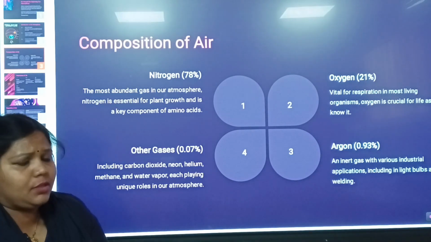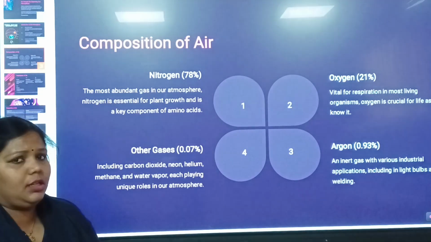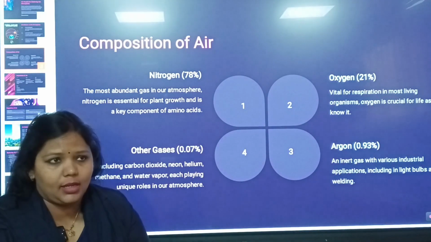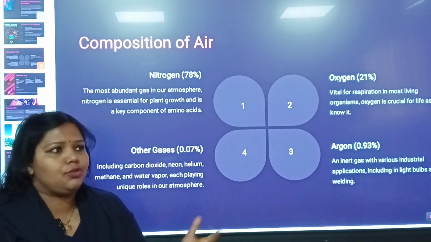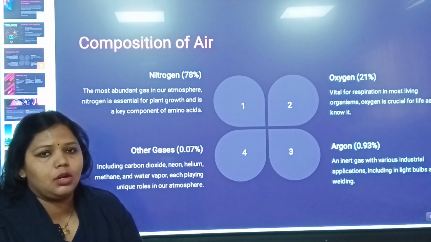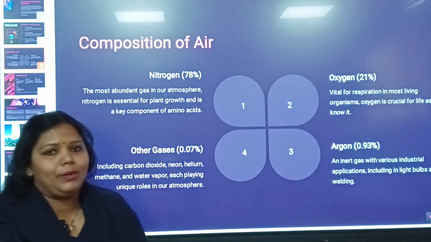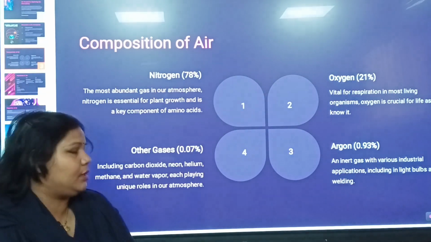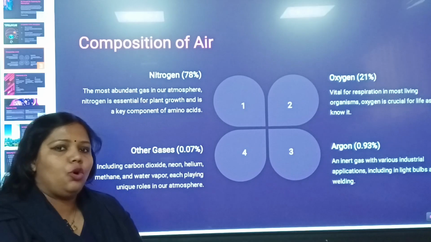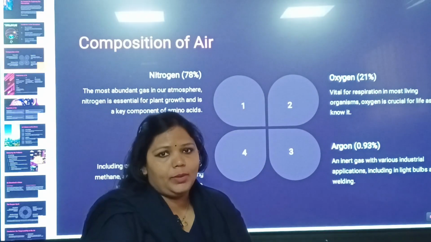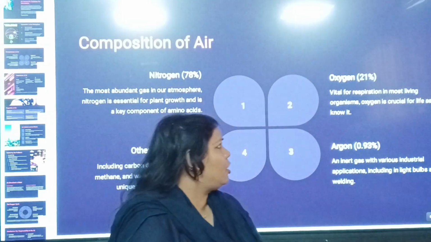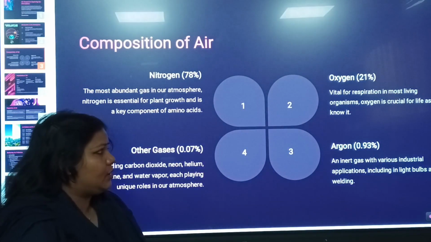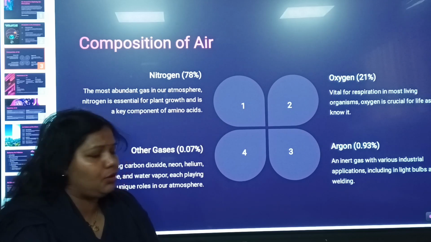They do this by themselves, and not every bacterium, but a few bacteria carry out this process of the nitrogen cycle. As you can see, the earth is almost covered with a number of green plants, which is why they use this nitrogen. In the atmosphere it is 78%, and all our plants consume it to maintain the nitrogen cycle. Next is oxygen, which is 21%, vital for respiration in most living organisms. Oxygen is crucial to life as we know it.